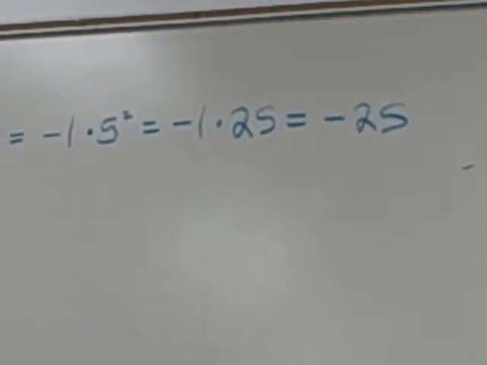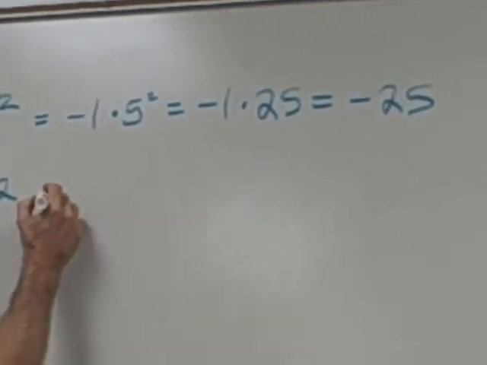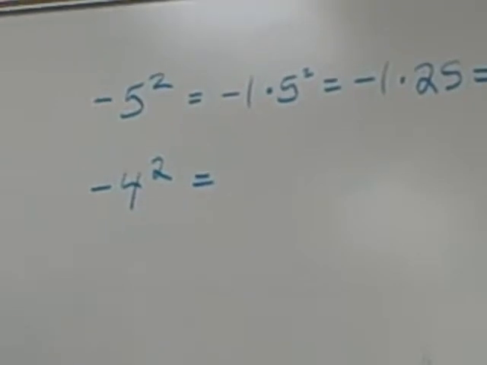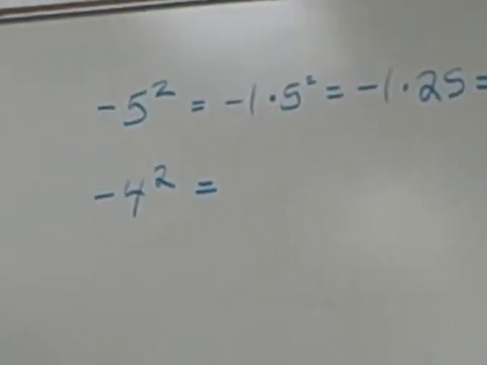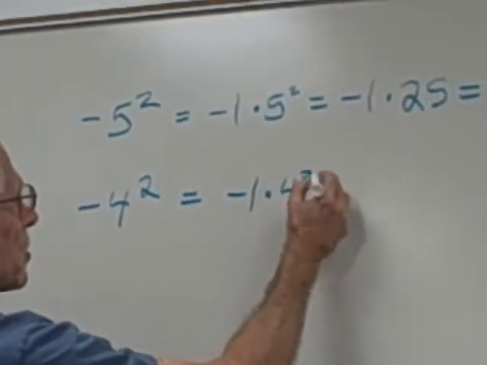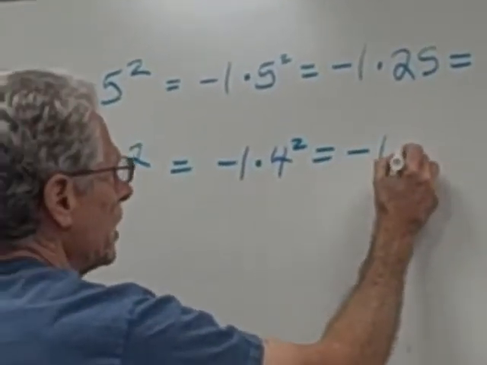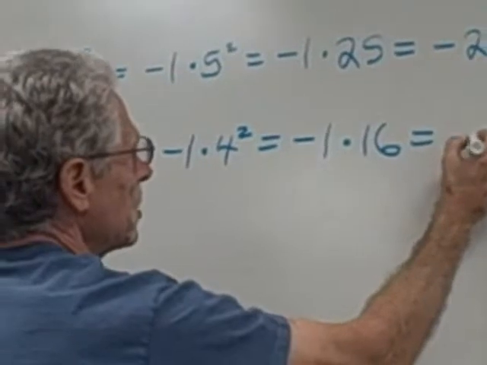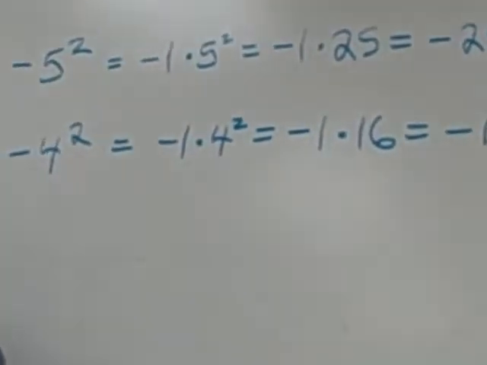I'm going to show you why in a minute. Hold on to your horses. This does not mean negative 4 times negative 4. This means negative 1 times 4 squared, which means negative 1 times 16, which means negative 16.